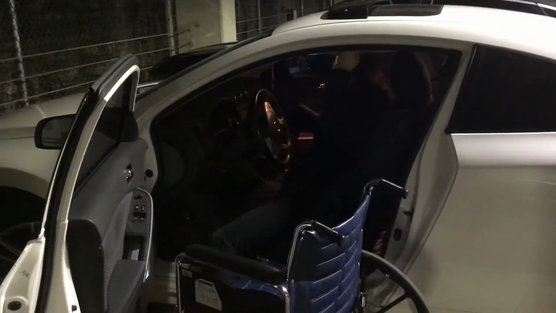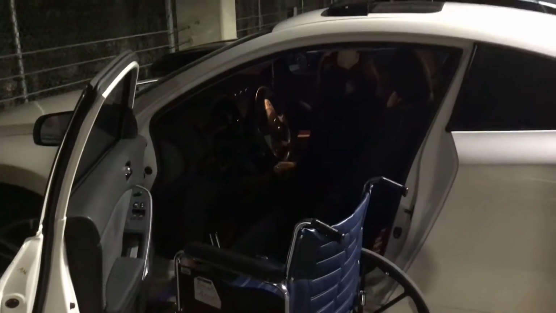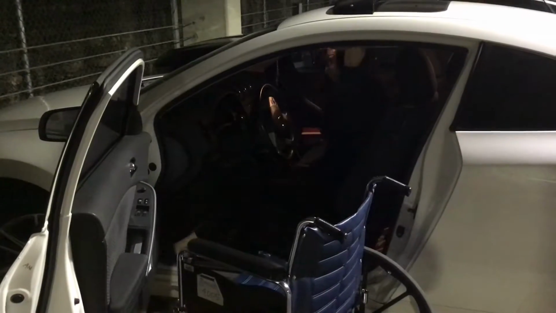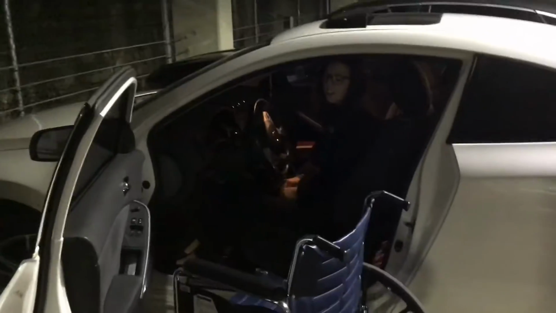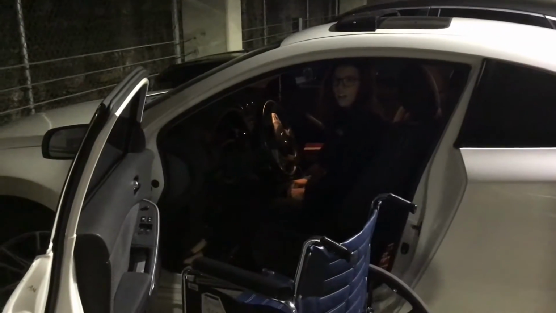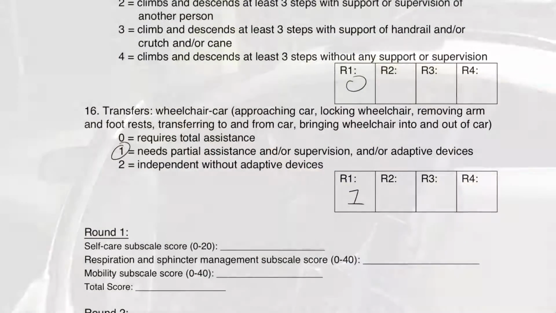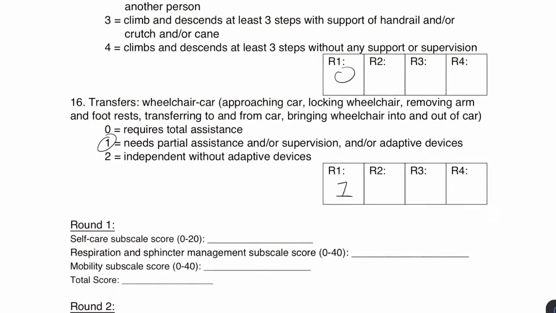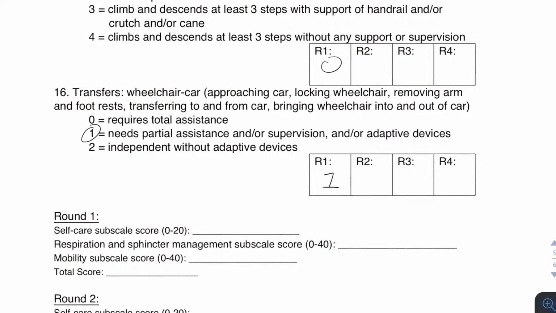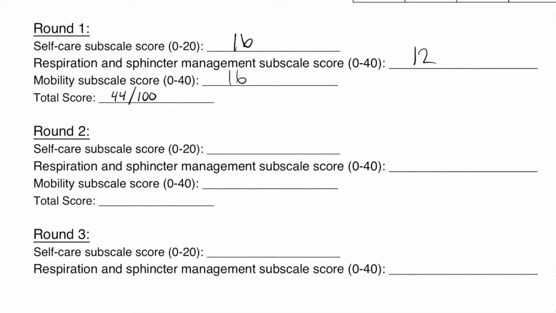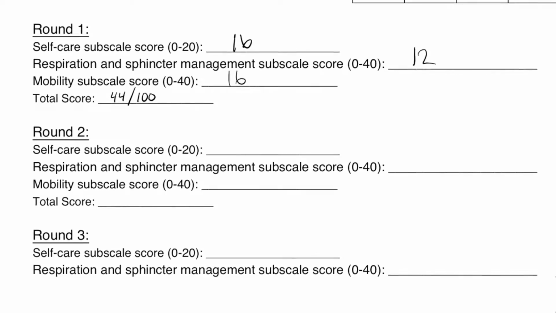So obviously she's able to get herself in, a little difficult. With adaptive devices and assistance it may be easier, but she ultimately was able to get herself in, and so we would grade that for that measure. So for this measure we would grade that as a 1, needing partial assistance with transferring from a wheelchair to a car.